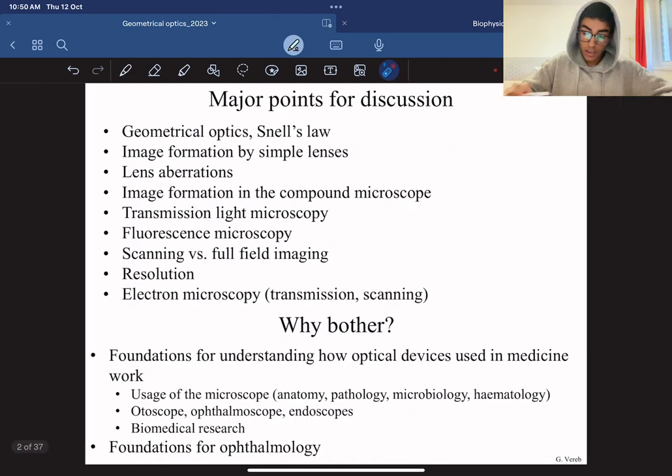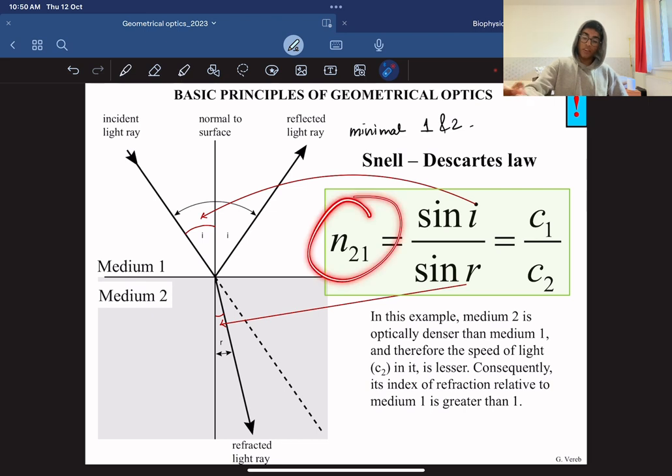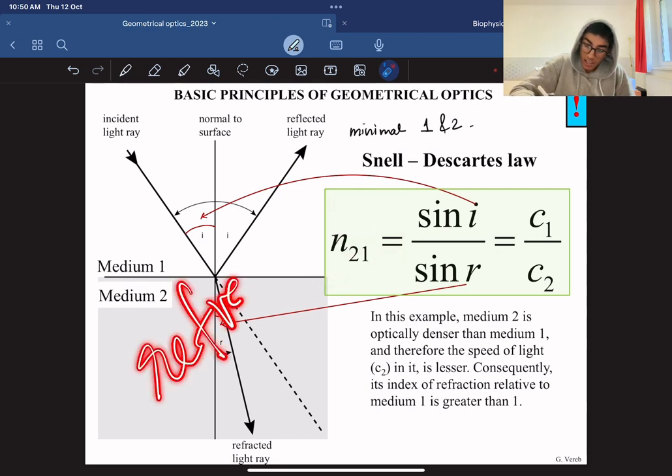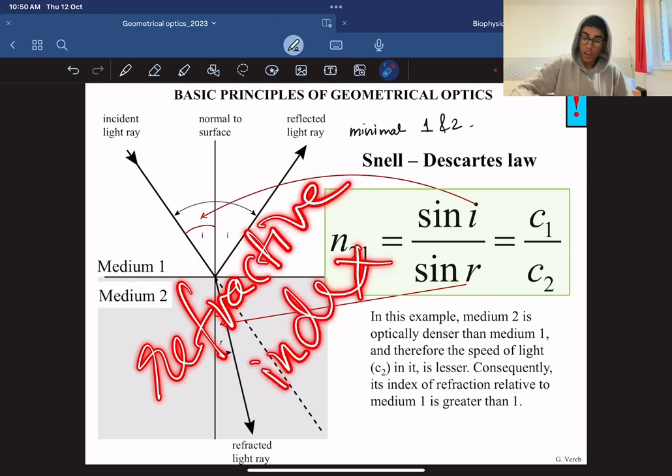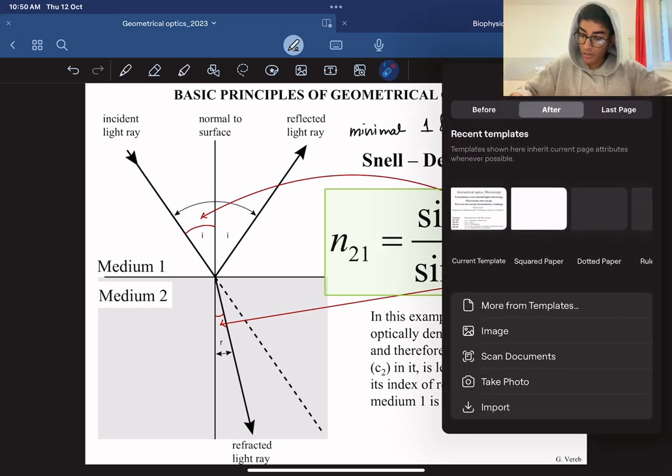So let's begin with Snell's law. Snell's law is very important. It is used to find N, which is called the refractive index. What does it tell us? It basically compares the speed of light between two mediums. Let me draw.